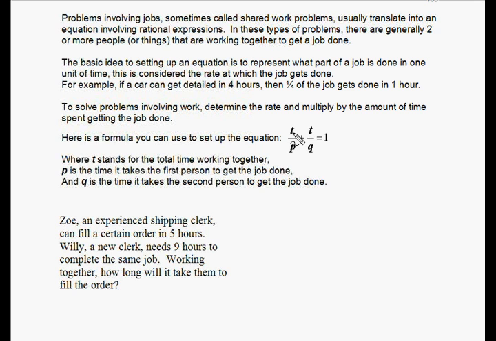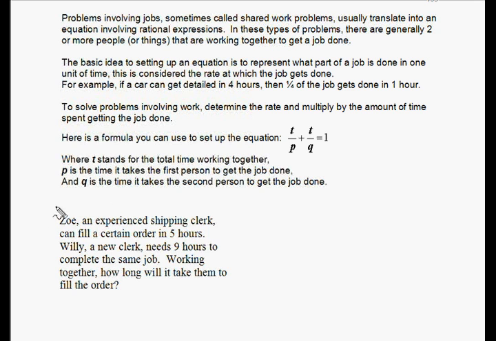T for the total time it takes them together, divided by the part done by one person, plus that total time together, divided by the other person's part, so that they can get one job done. T stands for the total time working together, P is the time it takes the first person to get the job done, and Q is the time it takes the second person to get the job done.